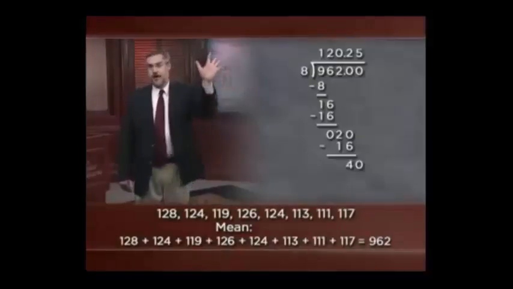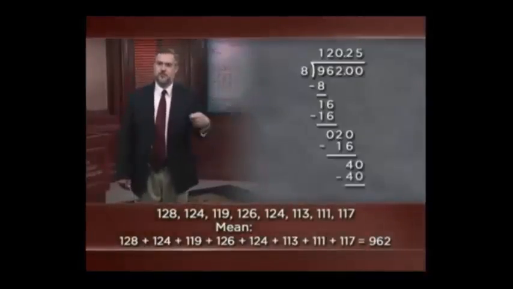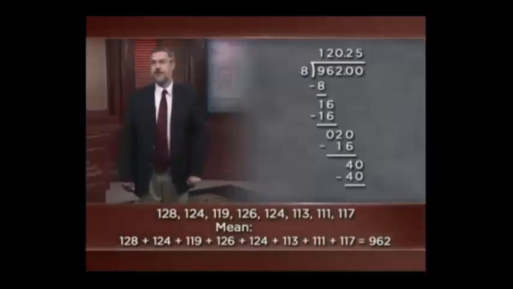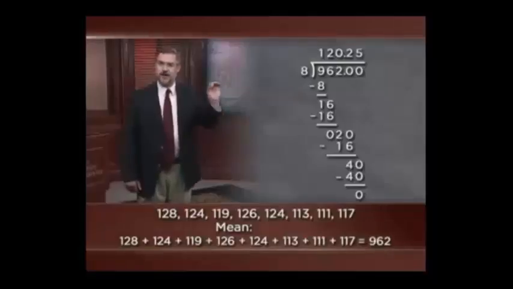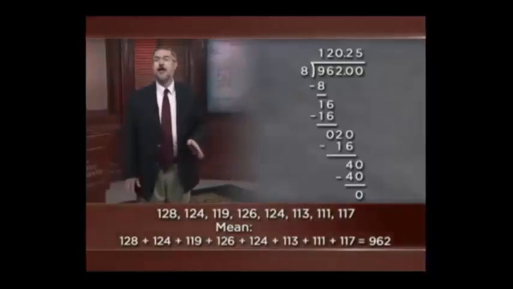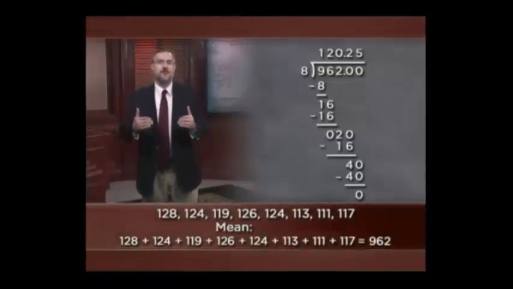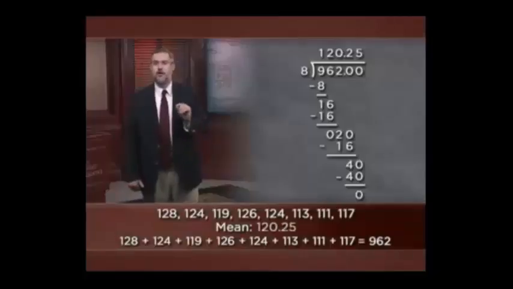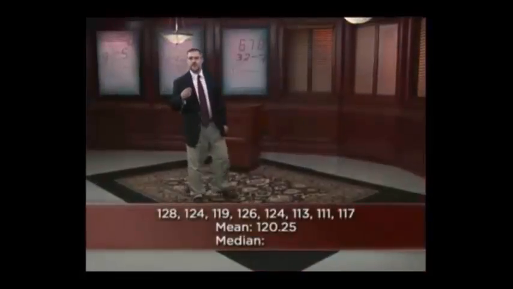And so I put a 5 up in the answer section, I put a 40 down in the work section, I subtract, I get 40 minus 40 is 0, and since the only thing left to drop down would be zeros if I had added a few more zeros to 962.00, I'm done. I can actually stop at this point, and I see that my final answer for the mean is 120.25. Now, let's go ahead and move forward to the median and see what the median is.